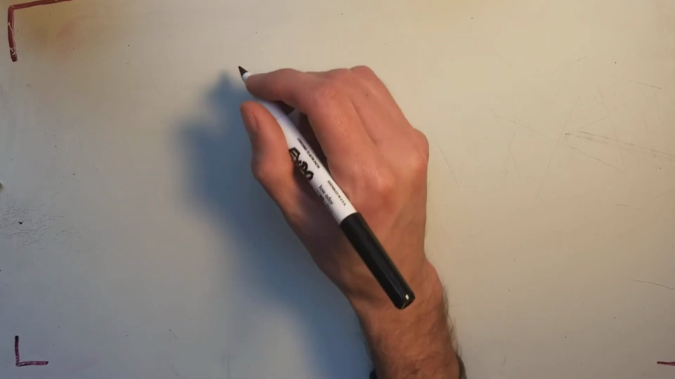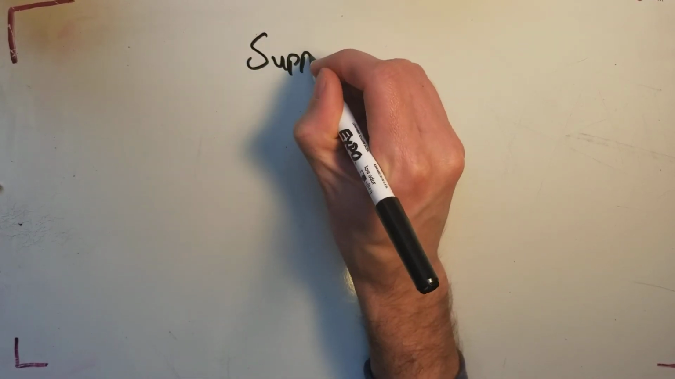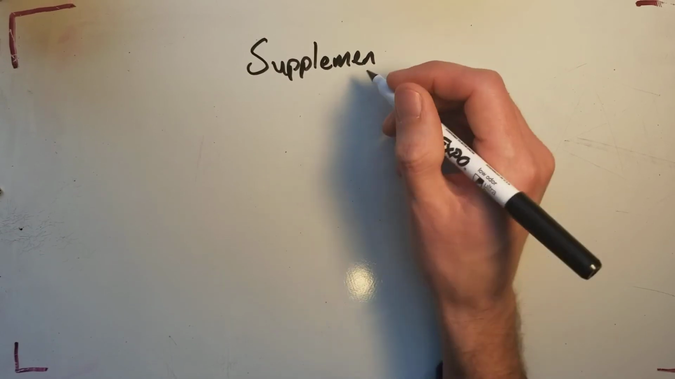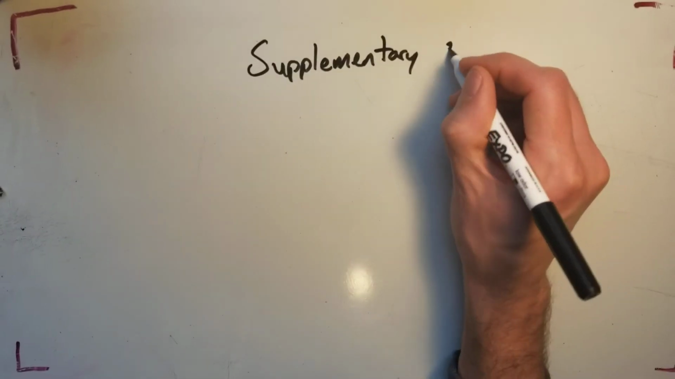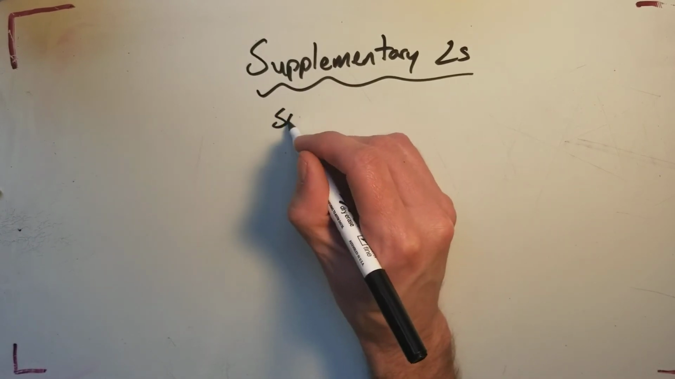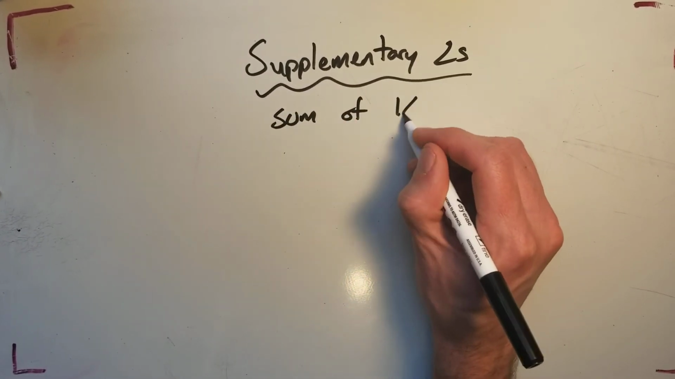Another one we'll talk about, our last one, is supplementary angles. Supplementary is very similar to complementary angles. The only difference is now we're going to have a sum of 180 degrees.